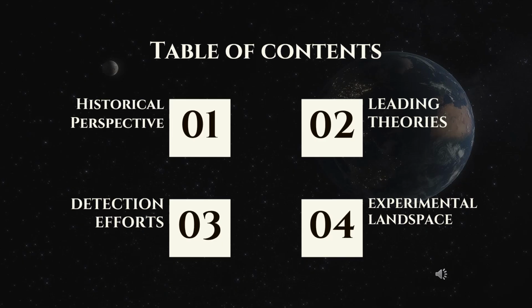So, in today's presentation, we are going to cover the major four aspects of dark matter, which involves the historical perspective, the leading theories behind this dark matter, the detection efforts our scientists have put into and are still in the process of detecting it, and the experimental landscape. So let's get started.